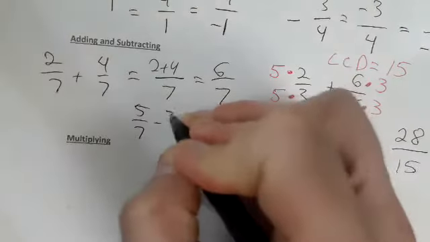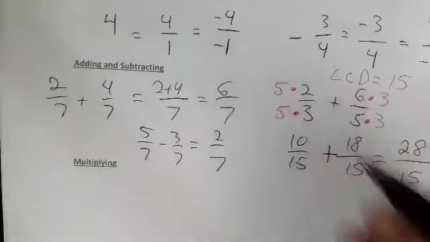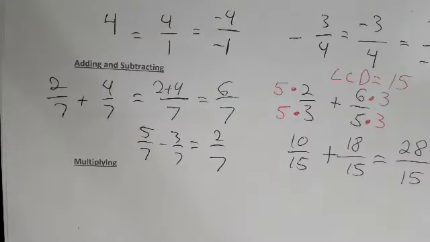So 5/7 minus 3/7. I don't want to find a common denominator again. This is going to give you 2/7. So if it's subtraction, subtract it.